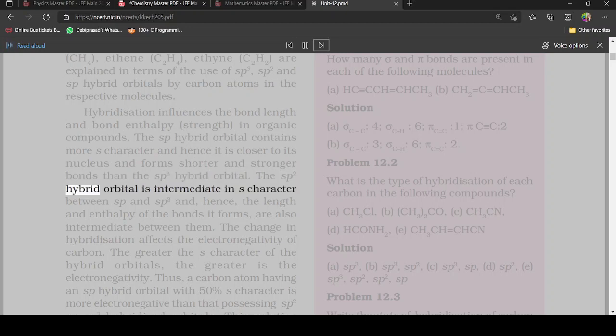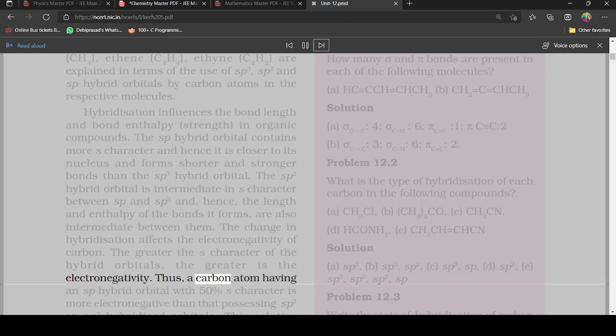The sp2 hybrid orbital is intermediate in s character between sp and sp3 and, hence, the length and enthalpy of the bonds it forms are also intermediate between them. The change in hybridization affects the electronegativity of carbon. The greater the s character of the hybrid orbitals, the greater is the electronegativity.